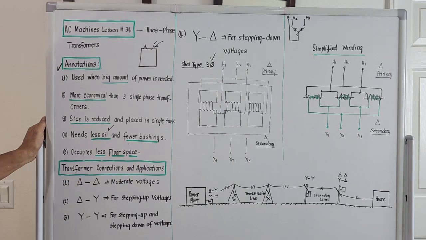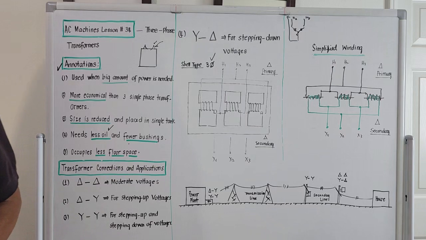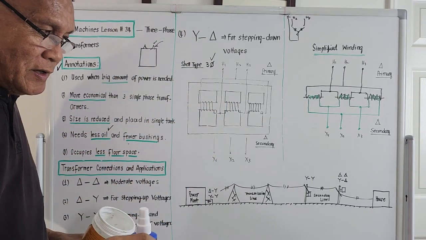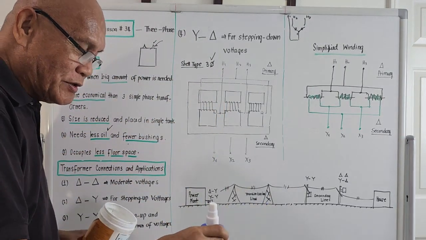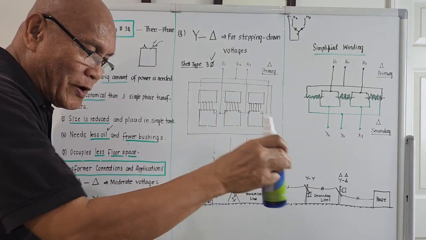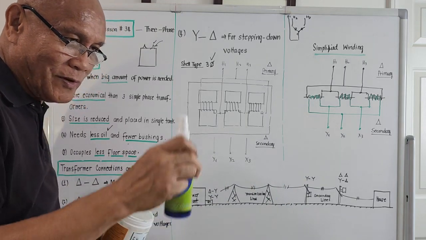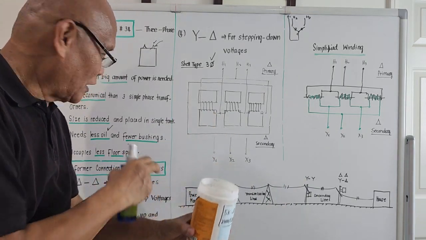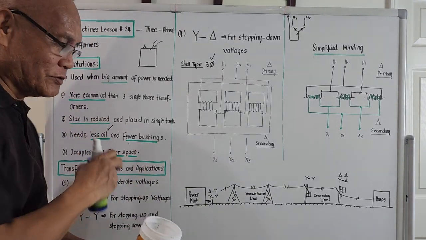And number five, occupies less floor space. Of course, if you make three single-phase like this, and you place it in a certain floor area, the space occupied by the three single-phase will be much bigger than the one which is three-phase. That's the meaning of this number five annotation here.